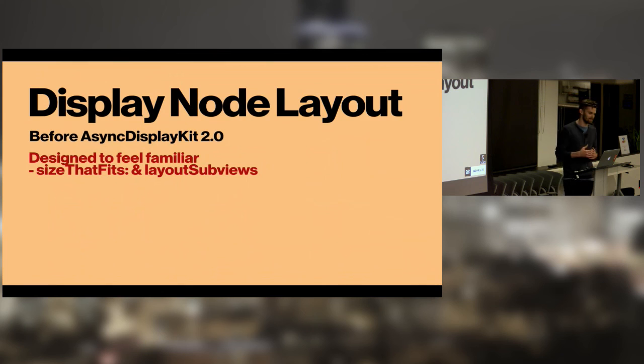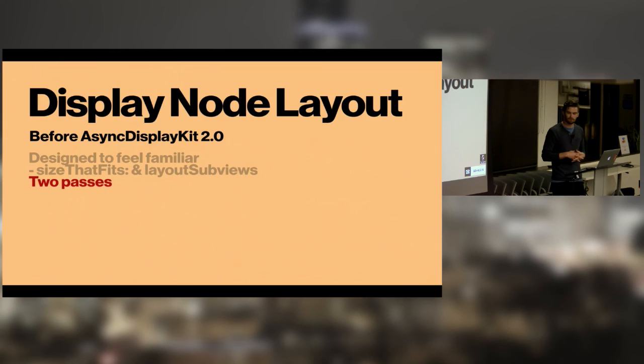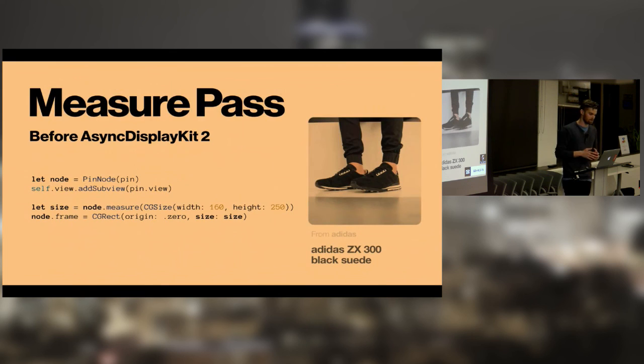This provides a familiar manual measure layout pattern with an additional element of caching. So let me quickly walk you through how layout was done in AsyncDisplayKit 1 to give you a taste of the advances in AsyncDisplayKit 2. So here I am instantiating the node again. I insert the node into the view hierarchy, but here I'm calling this measure method. The measure method is basically like size that fits, but with an element of caching. So every subsequent call to measure will not go through the process of measuring. So I can take the size value and set it directly on the frame.